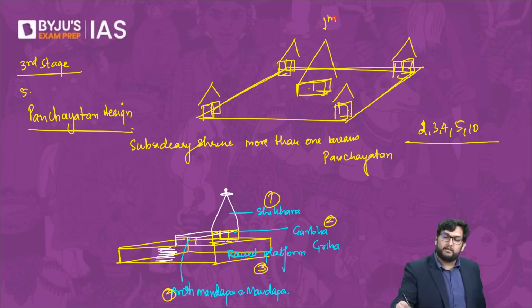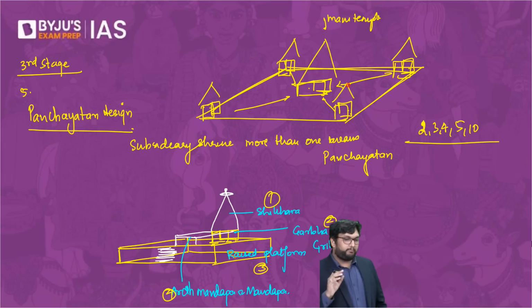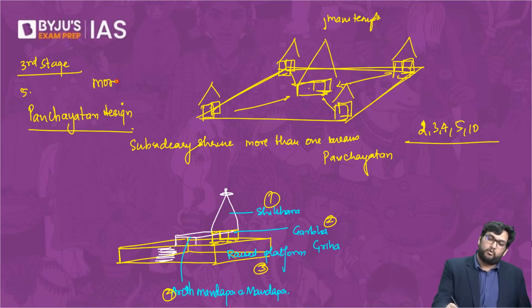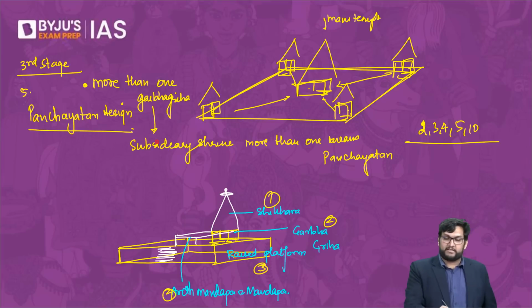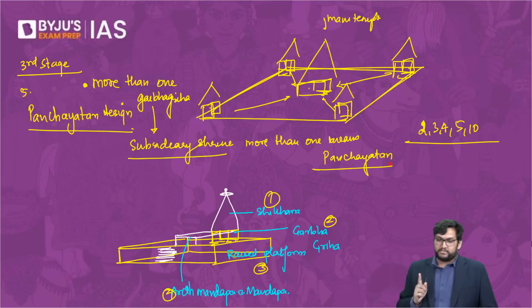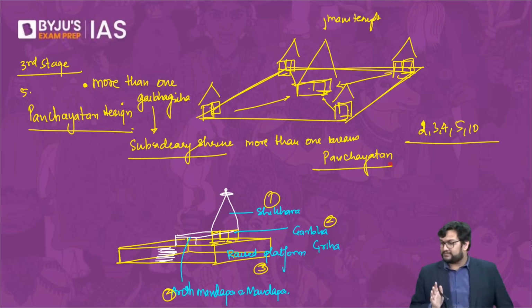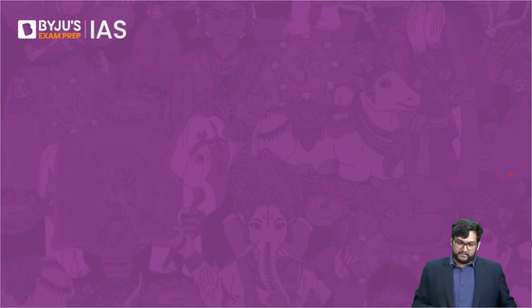There is a main temple, and then these could be in a different direction. They could also be connected to each other. There's no set plan with regards to this. The simple point is, Panchayatan means more than one shrine or more than one garbhagriha. More than one garbhagriha or subsidiary shrine is called Panchayatan. Are we clear about this? Because stage 3 is very, very important. Panchayatan is basically an architectural feature.